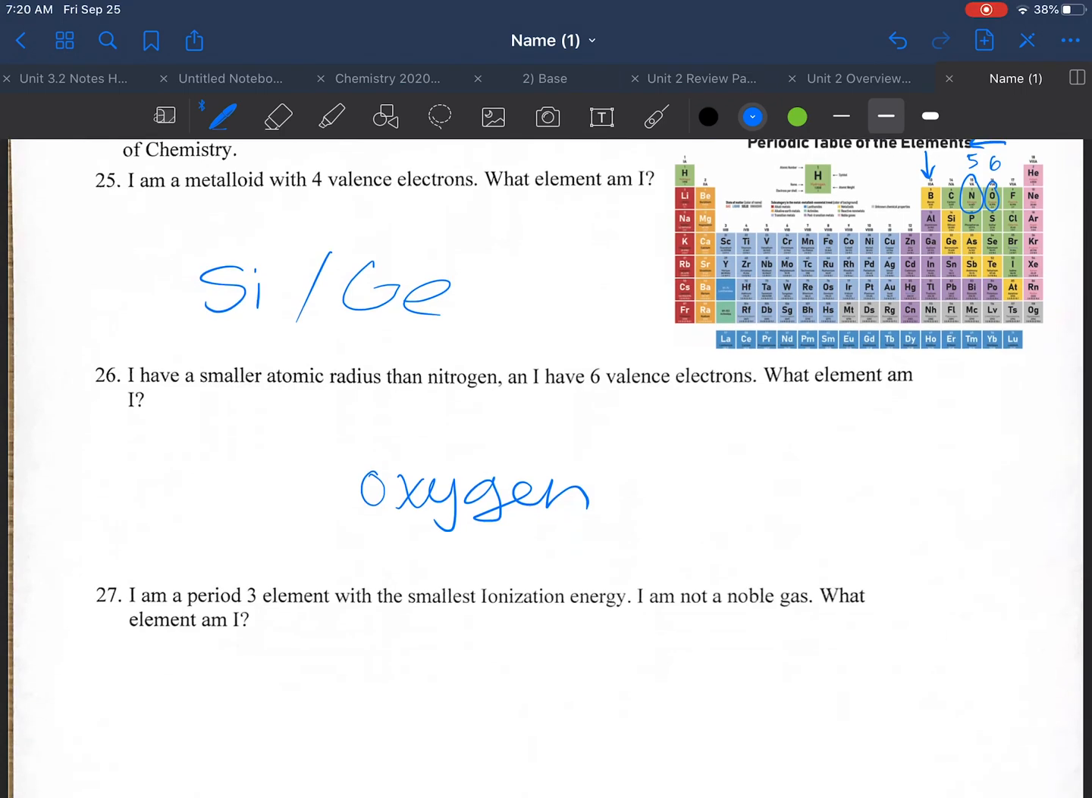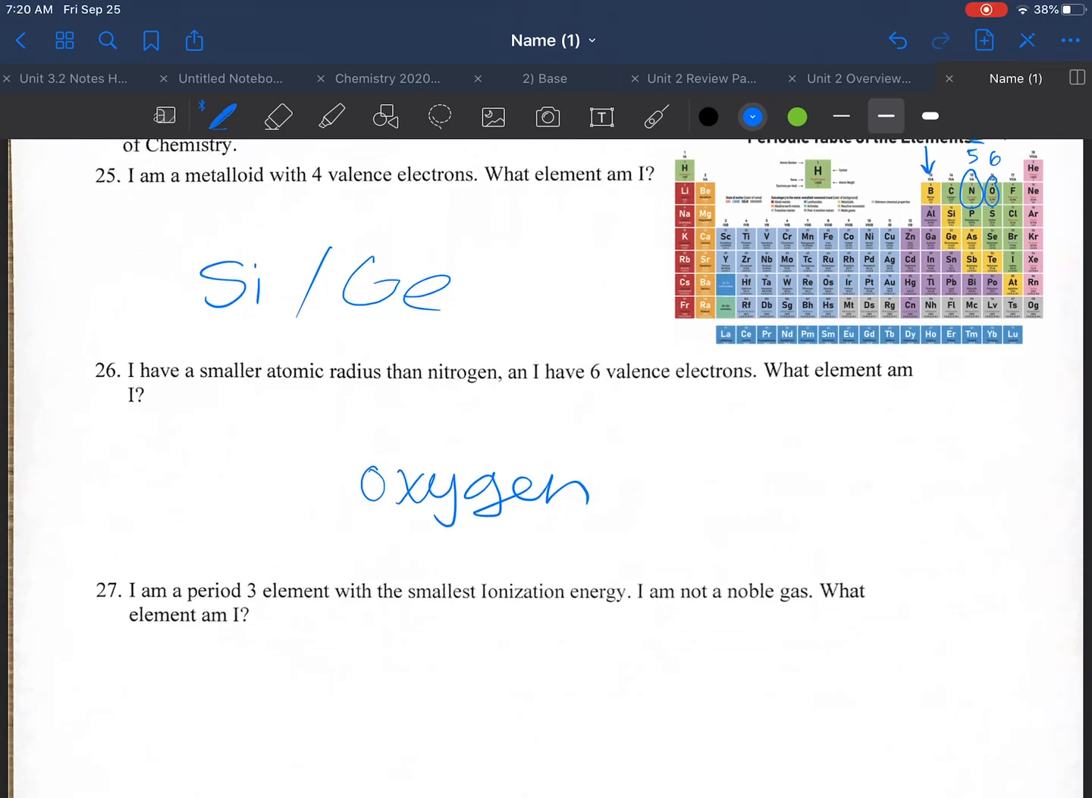I'm a period 3 element with the smallest ionization energy. I'm not a noble gas. What element am I? So period 3. And then you have to remember which way ionization energy trends. Ionization energy gets bigger as we go up and over, so it's going to be sodium.